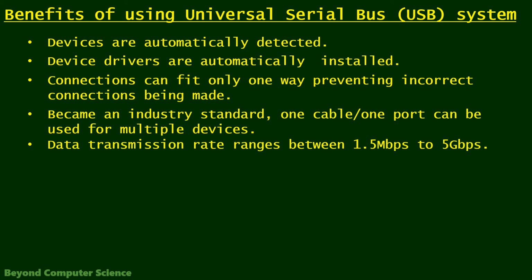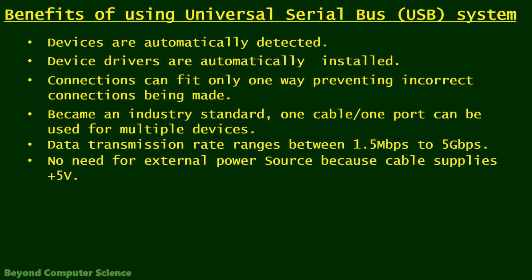Data transmission rate ranges between 1.5 Mbps (megabits per second) to 5 Gbps. This is very good. Different versions of USB cable provide data transmission rates from 1.5 Mbps to 5 Gbps. The best one can provide 5 Gbps. No other cable, no other transmission method has this much speed. No need for an external power source because the cable supplies plus 5 volts. So you don't need an external power source.